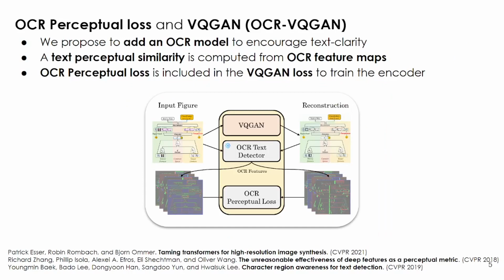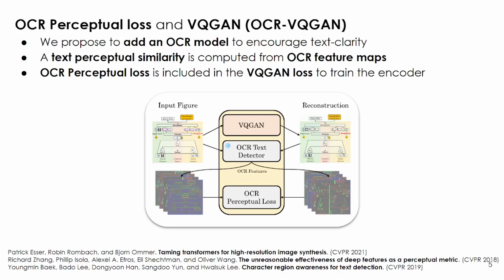Our model OCR-VQGAN will use this dataset and will be based on the VQGAN image encoder. It will add a text detection prior, which will be a trained OCR model, in order to learn an OCR perception loss. In this architecture, we see the input figure and the reconstructed figure from VQGAN, and we will pass those two images through a frozen OCR detector model to compute a perceptual similarity in the feature space. By minimizing that similarity, we will be able to encourage the model to learn the most important details for texts and diagrams.